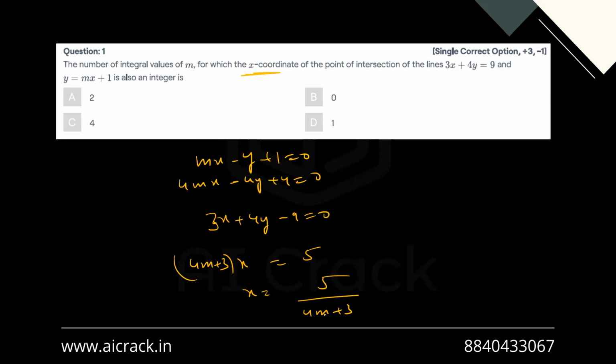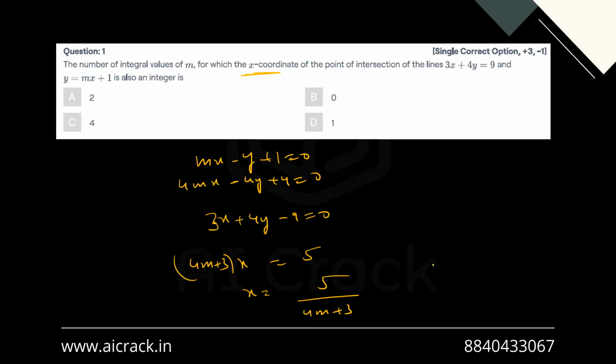Now, if I put m = 0, I can see that it's going to be 5/3 and x is not going to be an integral value. And if I put m = 1, it's going to be bigger than 5 in the denominator. So for any value of m greater than or equal to 1, it's not going to take any integral value.